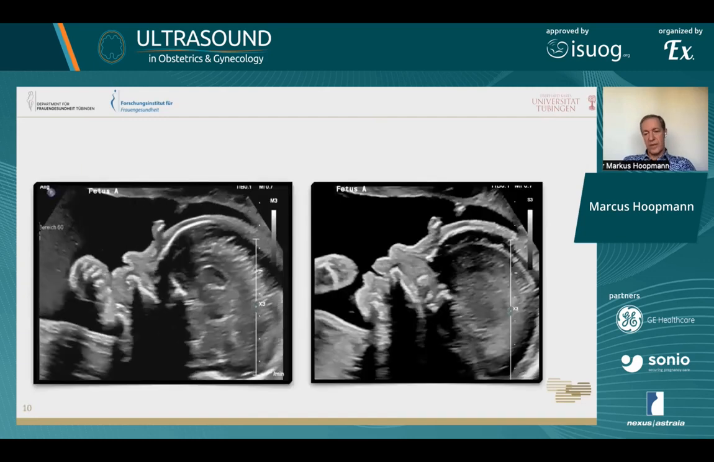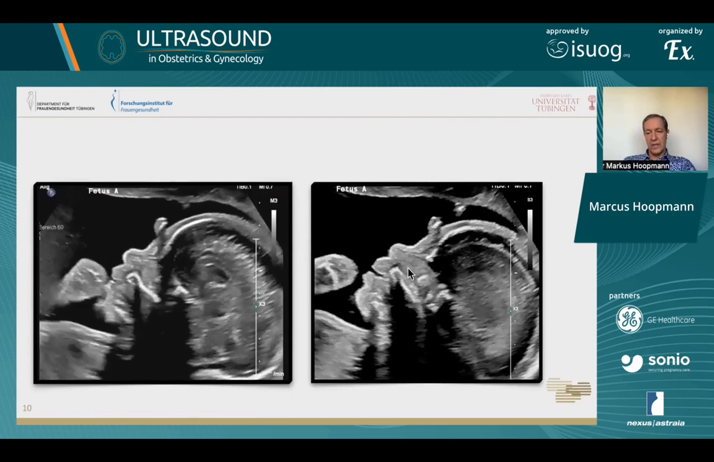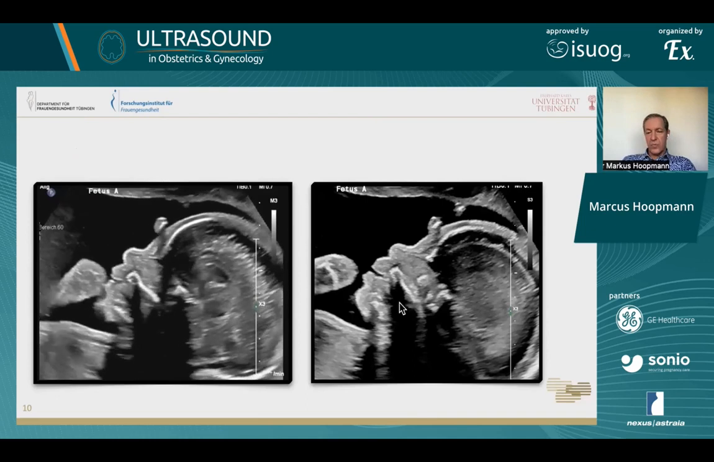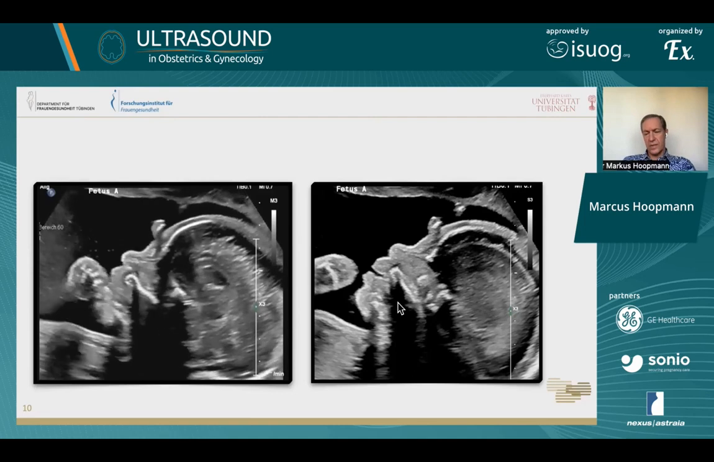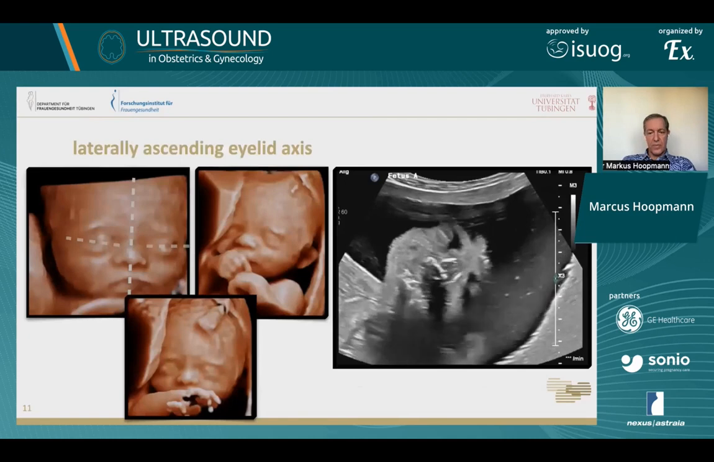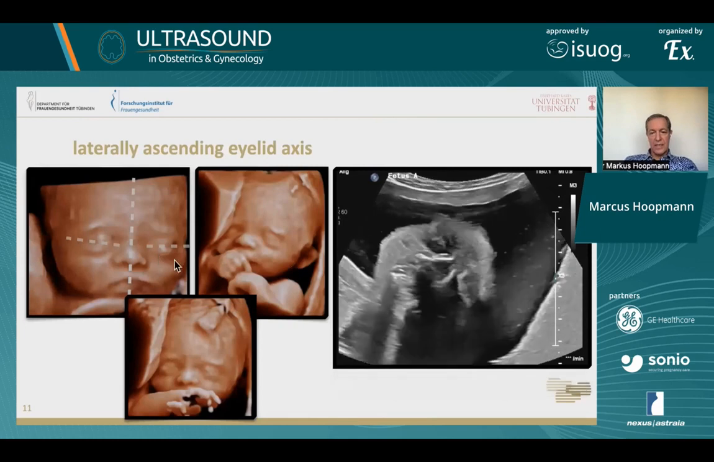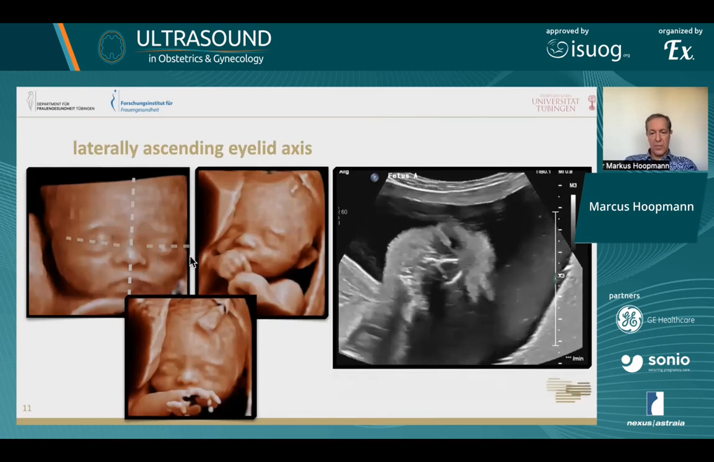And here you see the profile. And what you can see is that you don't see a nasal bone, that we have this prefrontal thickening, and that the mouth is a little bit open due to macroglossia, and that on the whole, the profile is a little bit flat. And when you make a 3D, then you can see that the eyelid axis is a little bit ascending to the lateral borders.